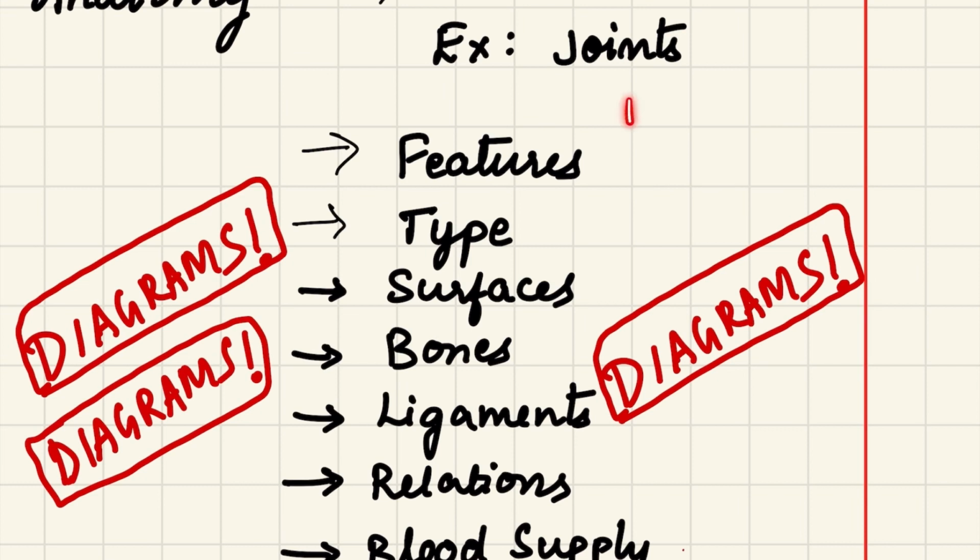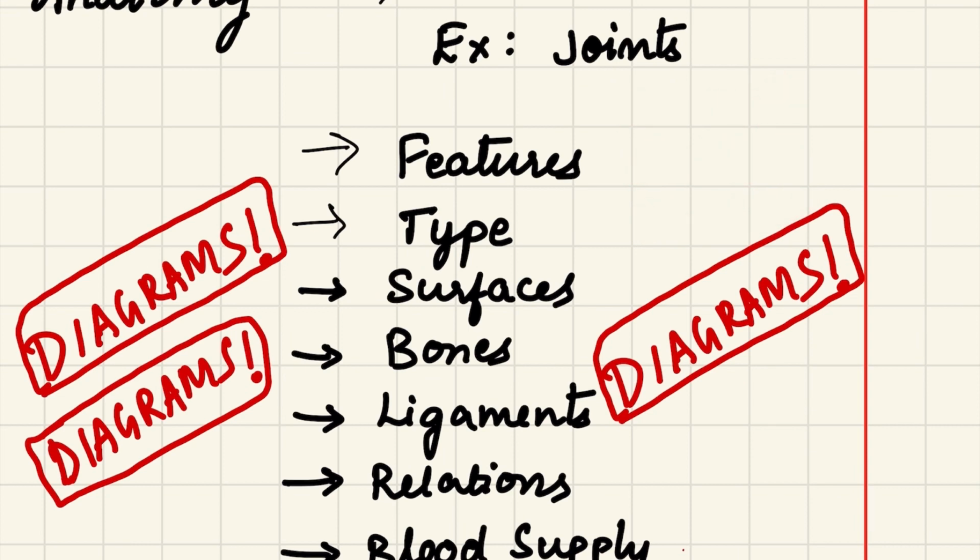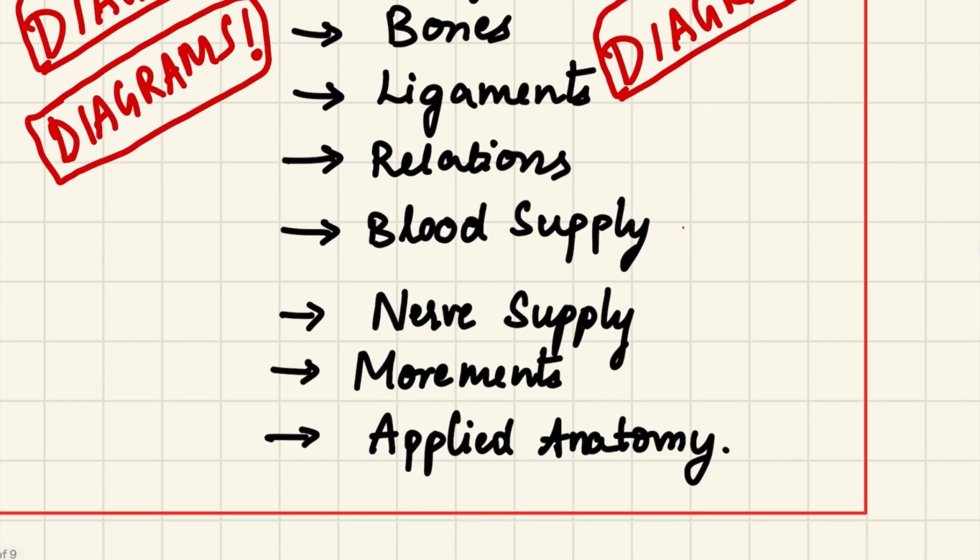Let me tell you, for a 10 marker to fetch good decent marks, you at least need to write 4 diagrams, for a 5 marker, you at least need to write 2 diagrams, and for a 3 marker, you at least need to write 1 diagram. So that pattern is mandatory to fetch good marks, right? So that was it about anatomy.